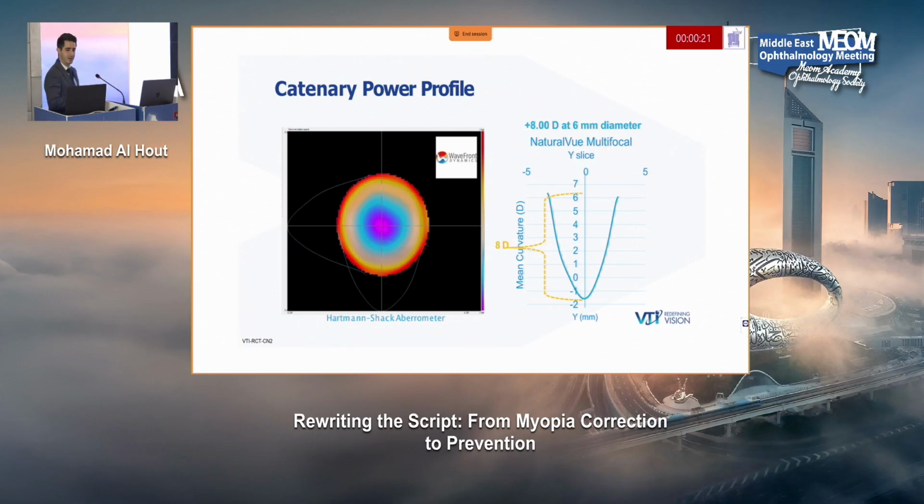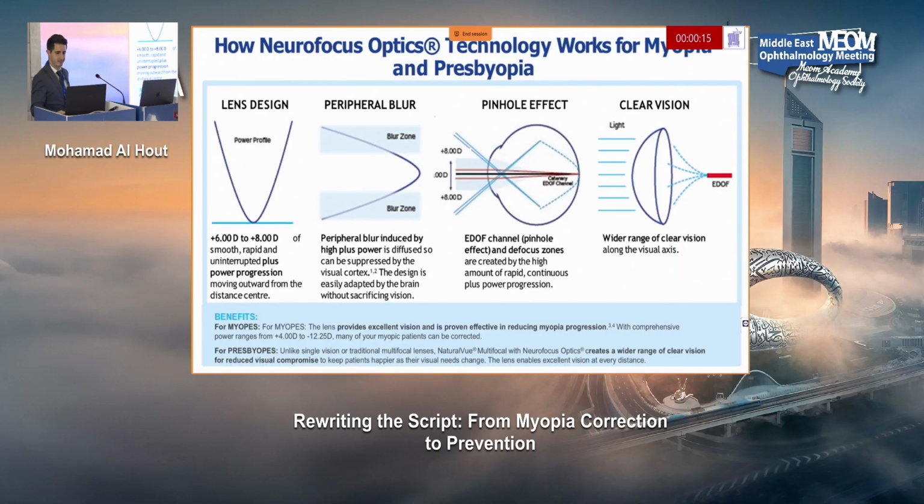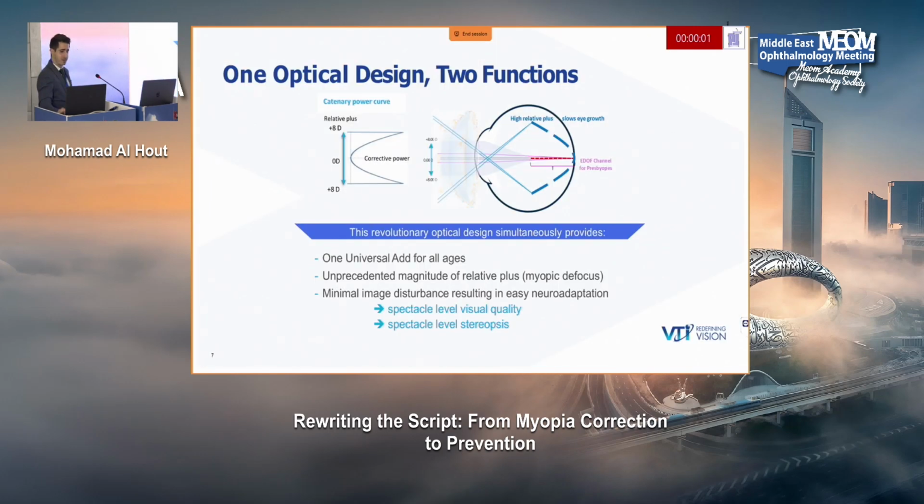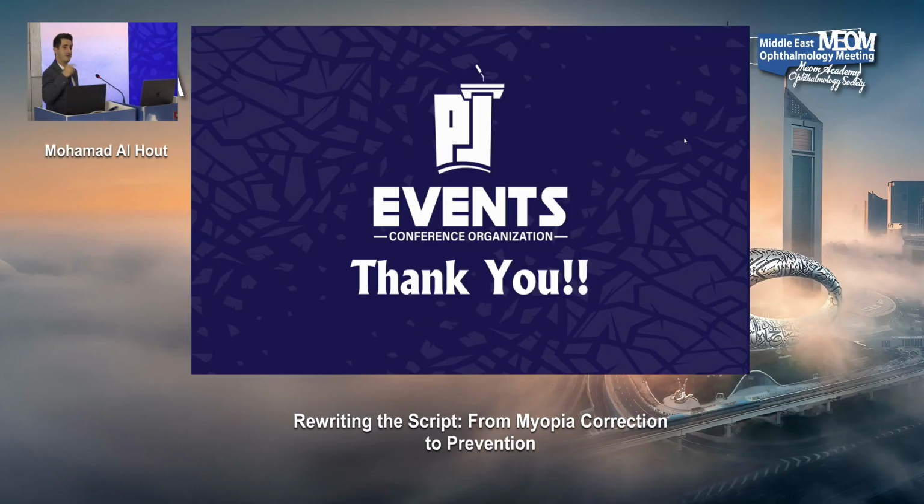And here on the Hartmann-Shack aberrometer, you can see the profile of the lens itself. So we'll have a pinhole effect. It's an optical pinhole that will correct myopia centrally to have the stereopsis needed, and on the peripheral part will induce the myopic defocus to stop the axial length progression. Luckily, this lens will cover astigmatism up to 2 diopters, which is very good for our patients who have astigmatism.